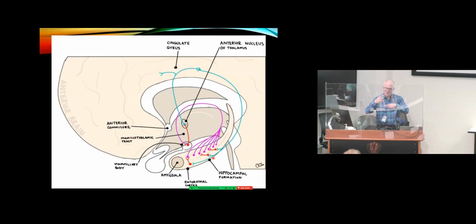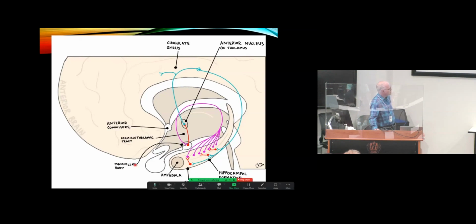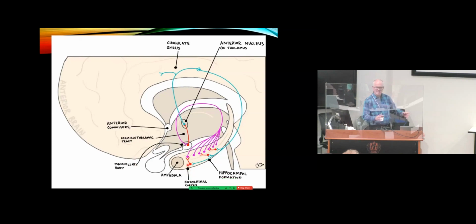That loop is running continually. The entorhinal cortex right here is a part of the parahippocampal gyrus. But this is kind of like the gateway for things getting in and out of the hippocampus. It all has to go through the entorhinal cortex.